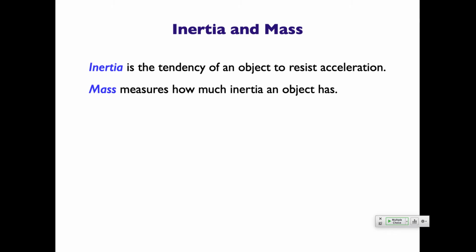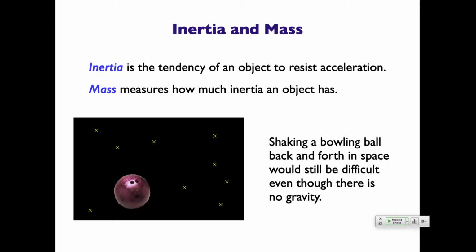Inertia is the tendency of an object to resist acceleration. If you want a personal experience with that, when you're in bed and you don't want to get out of bed, you need some force and energy to get you out of there. Mass measures how much inertia an object has.